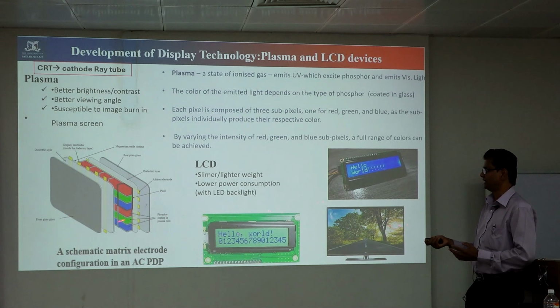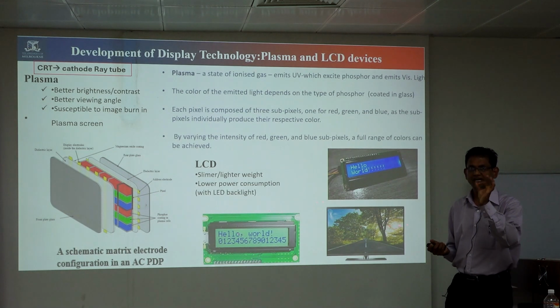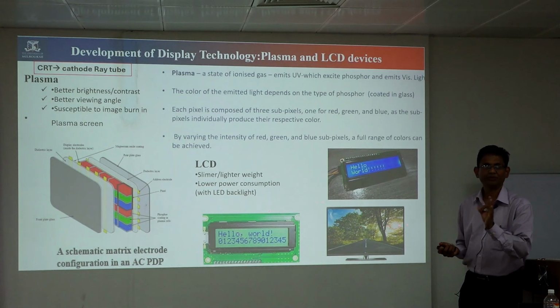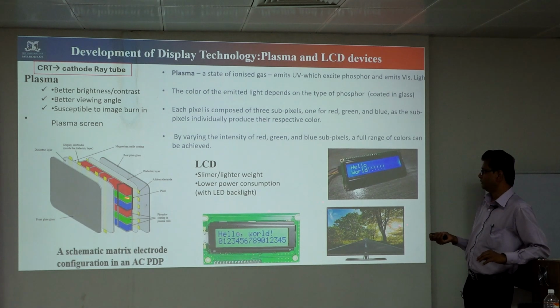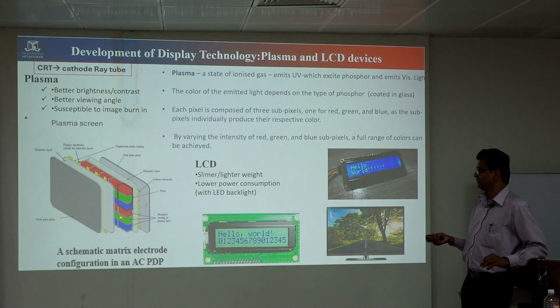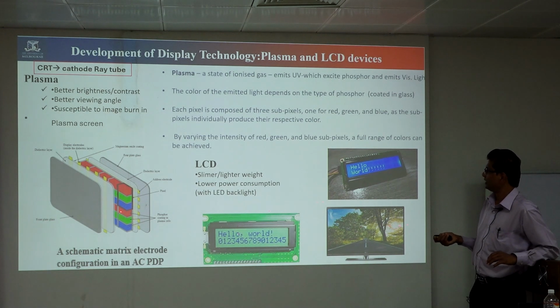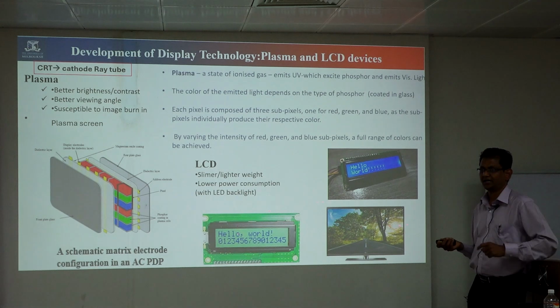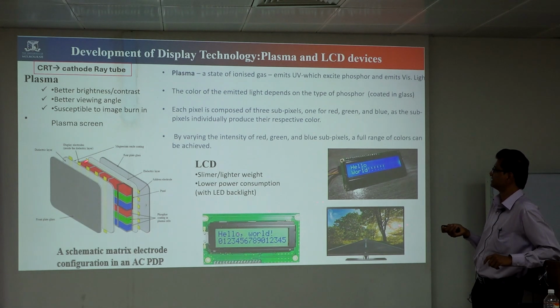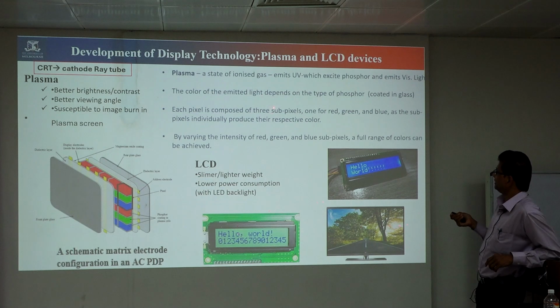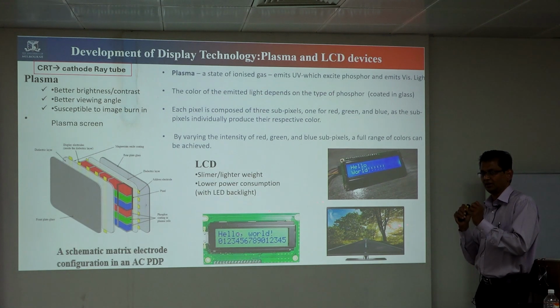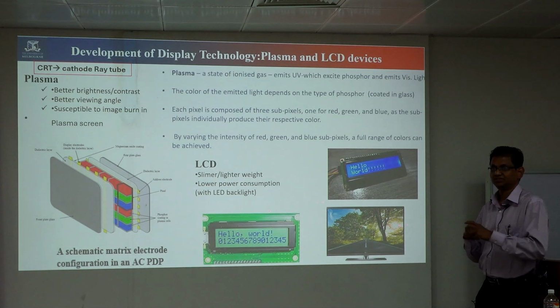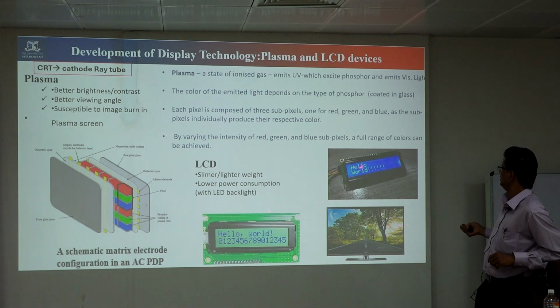Each pixel consists of three small sub-pixels: blue, green, and red. When you apply the field, the plasma emits UV rays, and the UV striking the phosphor emits radiation. That is the working principle of the plasma screen. The color of emitted light depends on the type of phosphor, and by varying the intensity of the input electric field, we can change the color of whatever pixel we want.